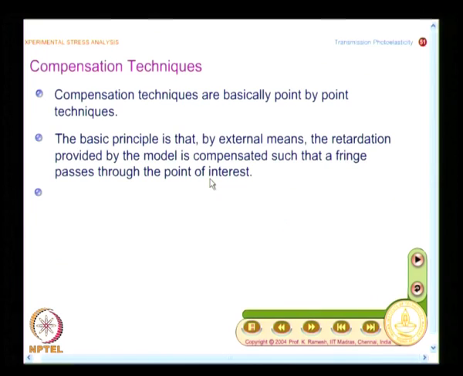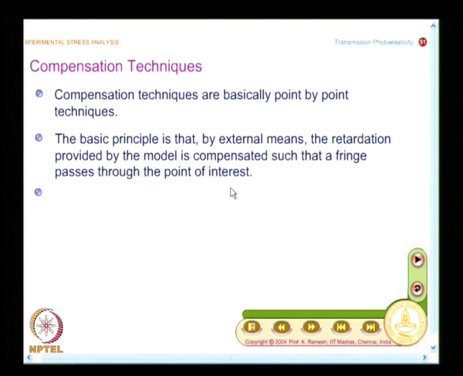But for me to apply the compensation, I should know the principal stress direction at the point of interest. This is a prerequisite. So, the principle is that with the compensating device, you make the retardation at the point of interest equal to a full wave plate. If you employ a dark field, this is so; if you employ a bright field, you can also have intermediate values. So, the basic principle is that by external means the retardation provided by the model is compensated such that a fringe passes through the point of interest.